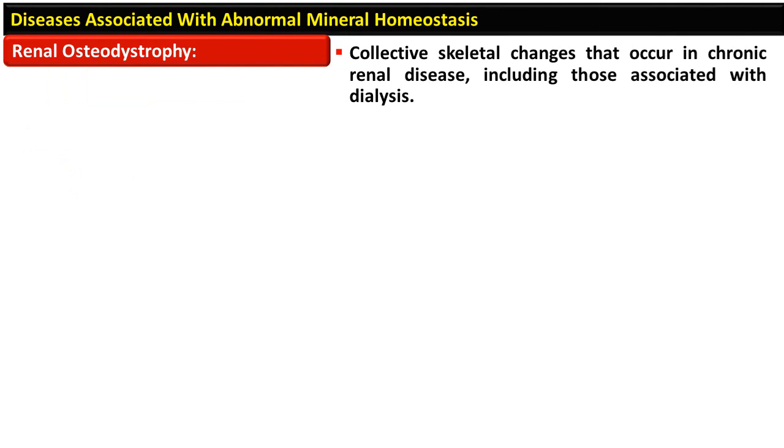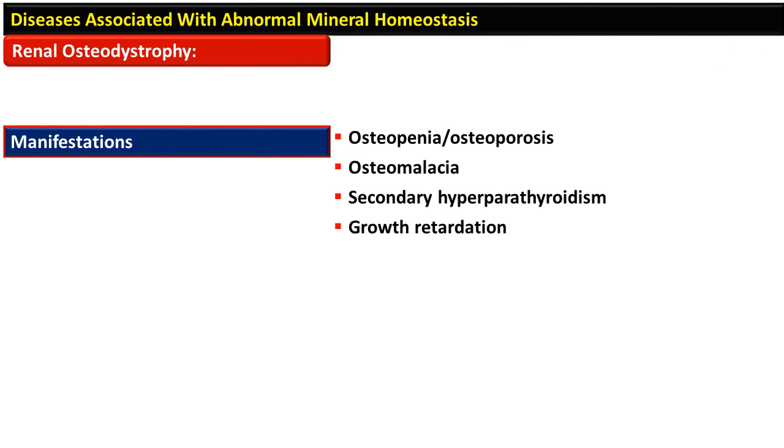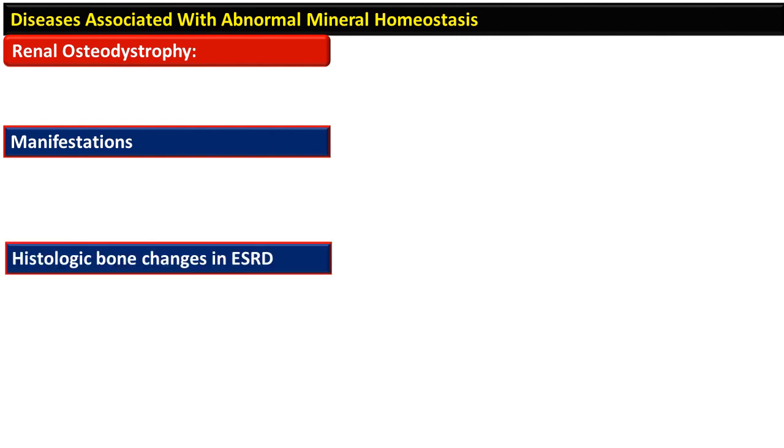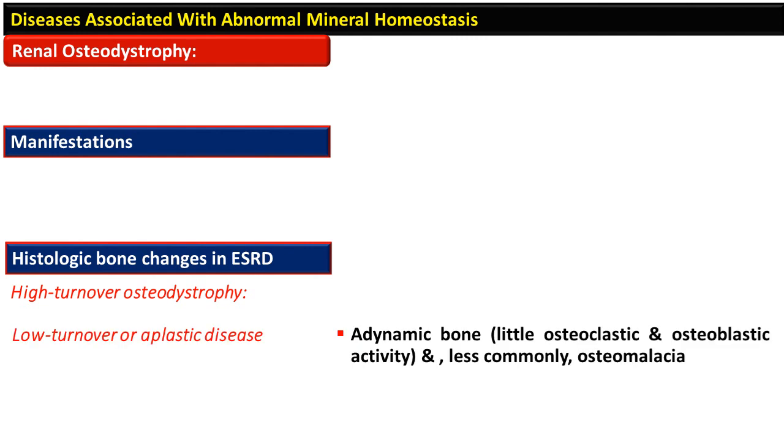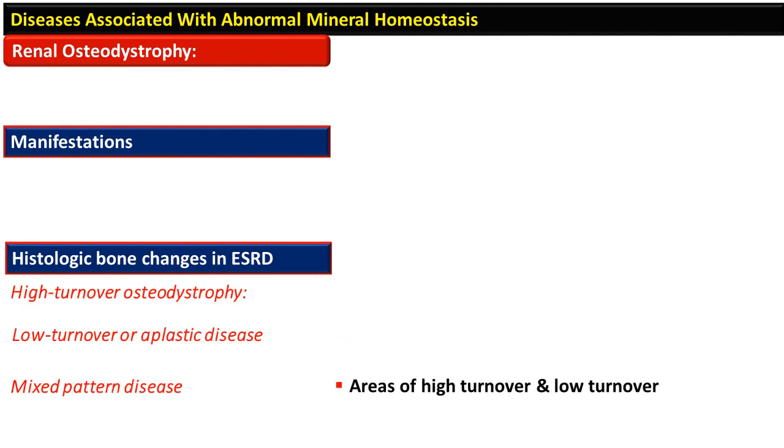Renal osteodystrophy is the morphological alteration in the bone in chronic renal disease. These are manifested as decreased bone mass, impaired mineralization of the bone, hyperparathyroidism, or growth retardation. The histological bone changes in end-stage renal disease can be high turnover bone disease, low turnover or adynamic disease, or mixed pattern disease. In high turnover osteodystrophy, the resorption of the bone predominates, while the low turnover or aplastic is adynamic, while in the mixed pattern you can see both the high turnover and low turnover areas.